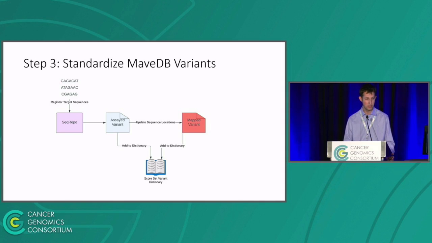These assayed variants and mapped variants are homologous variants, and we leverage the Sequence Ontology, in particular the homologous-to relation, to compare these variants, as they're not necessarily equivalent but correspond to similar locations on the examined sequences.